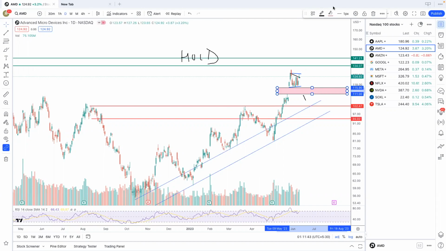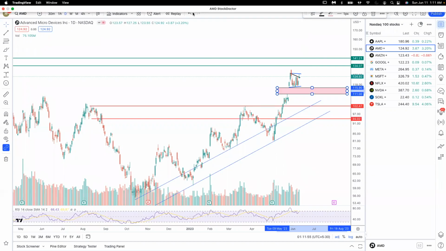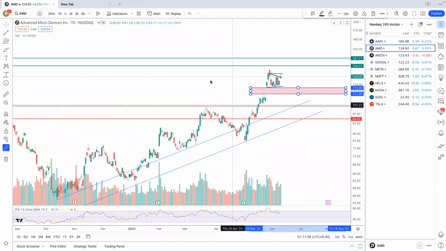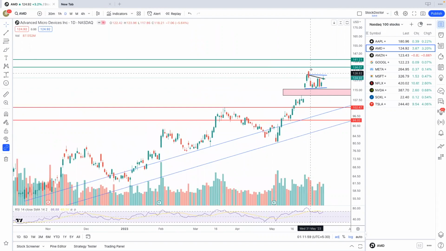Okay, so I think we have the levels here. The first level we have is 134 and the second level is 141. These are the two short-term levels which I can see for this stock. And the downside will come only if it starts trading below 110, for the targets of 102 and 94.